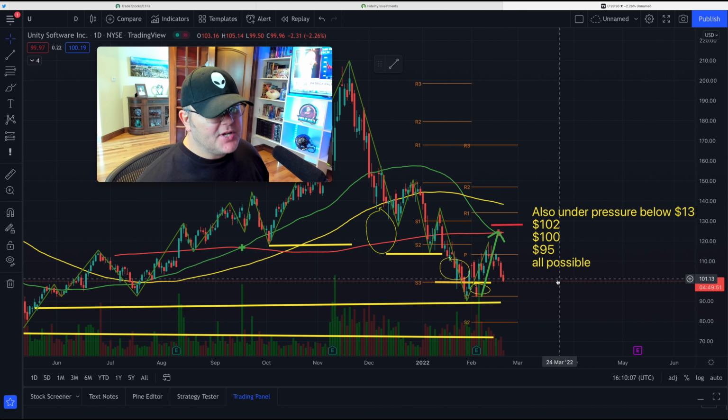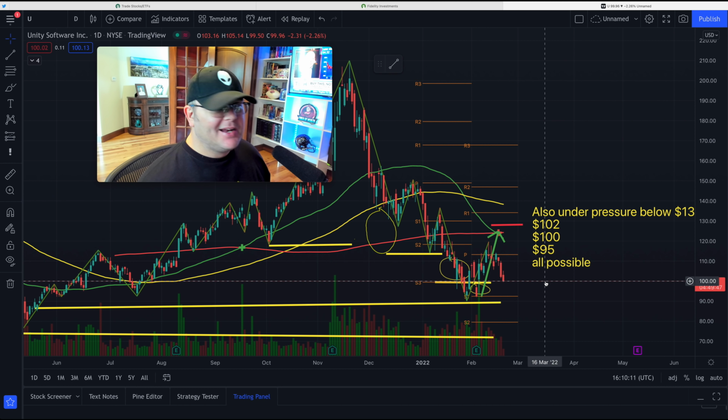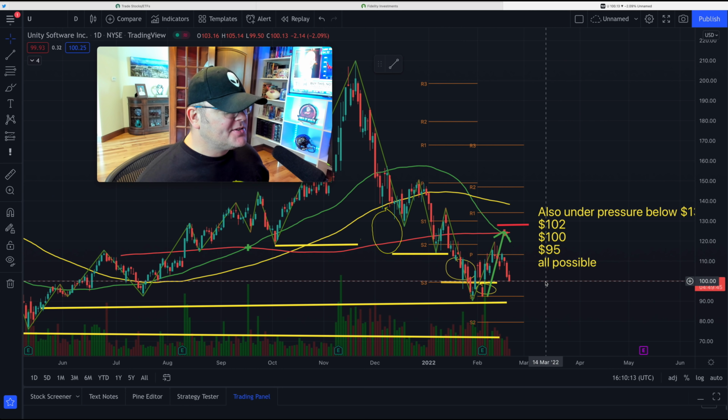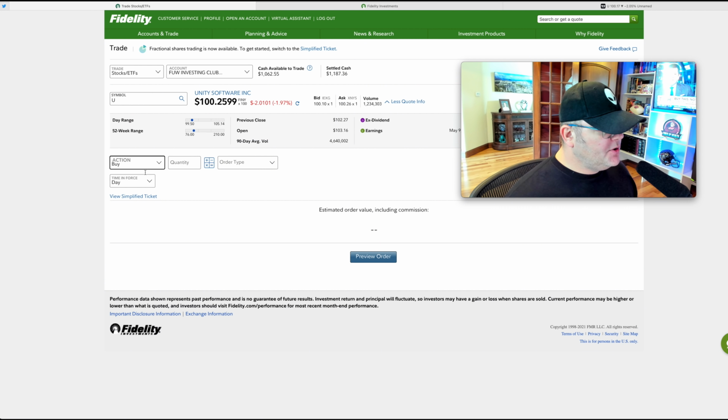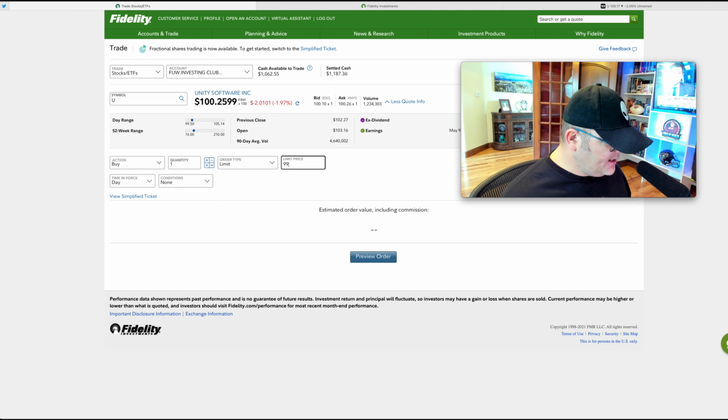Next one is Unity Software. Now I think this thing can go a little bit lower, but I do like that it's at $100 and it could hold up $100. This is going to be a growth stock, so we want $300. So basically we can get about 3 shares. Let's go ahead and buy 1 share or 1/3 right at this $100 level right now. So Unity buy, we're going to do 1 share, and I'm going to go ahead and do a limit order. I'm going to do $99.97, see if we can get it just under $100.